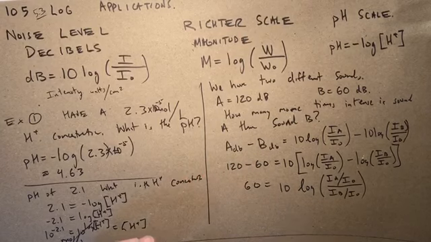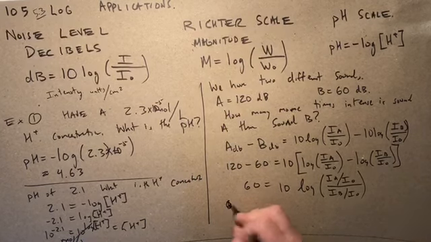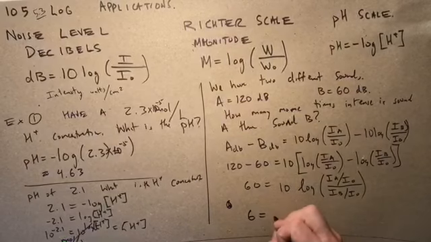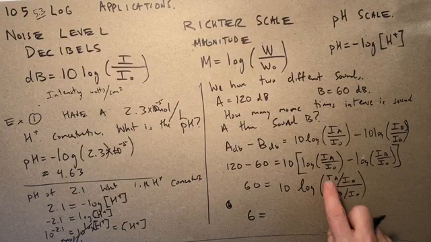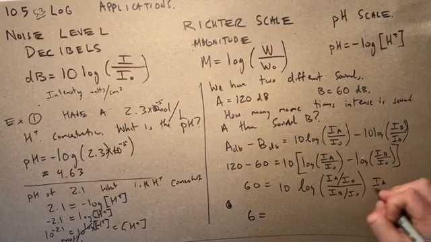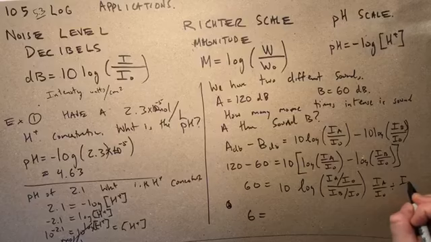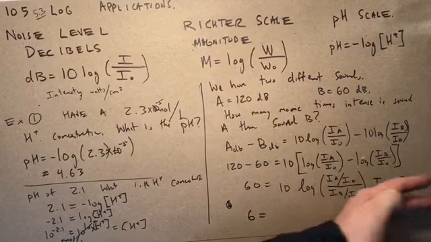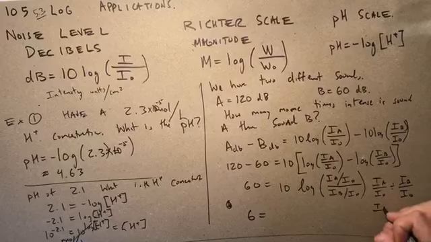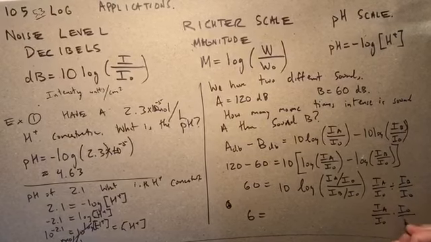Fantastic. I'm going to divide by 10 on both sides. And so we'll have 6 equaling this log. But we should also think about this fraction. When I divide this fraction, that's IA over I naught divided by IB over I naught. What's going to happen? We're going to multiply by the reciprocal. We'll end up having IA over I naught times I naught over IB.